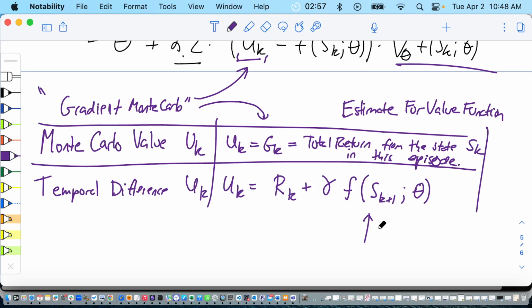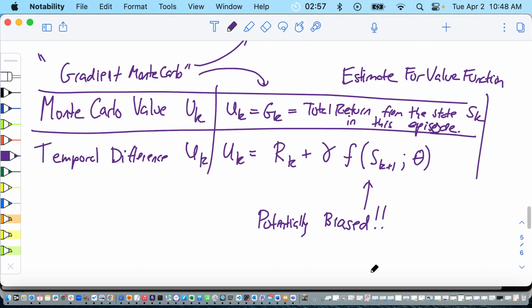This is the problem with temporal difference learning, is it is potentially biased. Okay, that being said, sometimes it works. And if, in particular, there's some kind of mechanism by which the amount of bias is being reduced over time, then you have a hope that this might work.